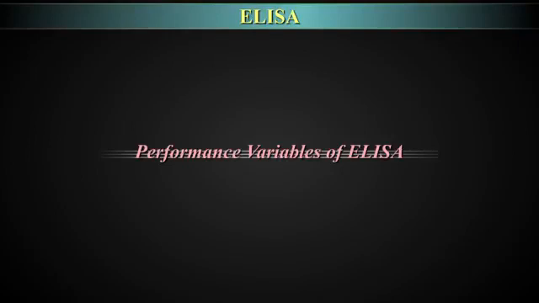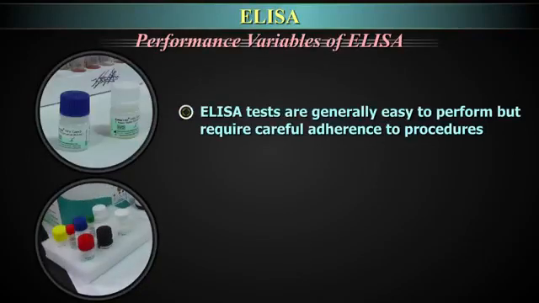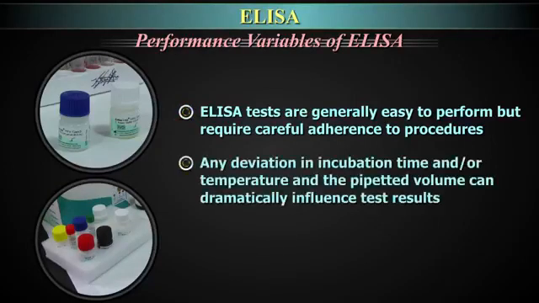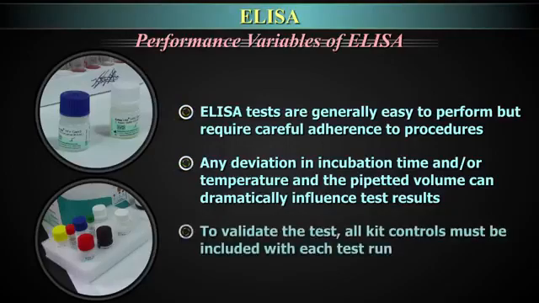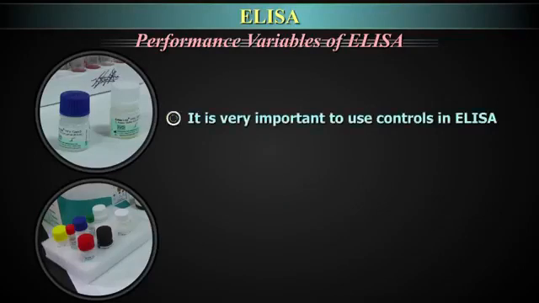Performance variables of ELISA. ELISA tests are generally easy to perform but require careful adherence to procedures. Any deviation in incubation time and/or temperature and the pipetted volume can dramatically influence the test results. To validate the test, all kit controls as specified in the kit insert must be included with each test run. It is very important to use controls in ELISA.